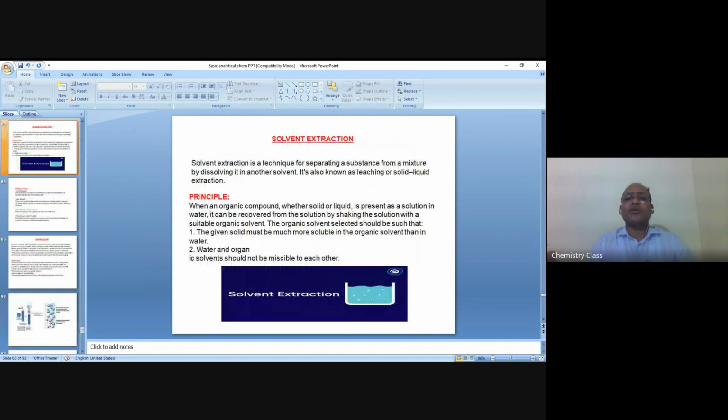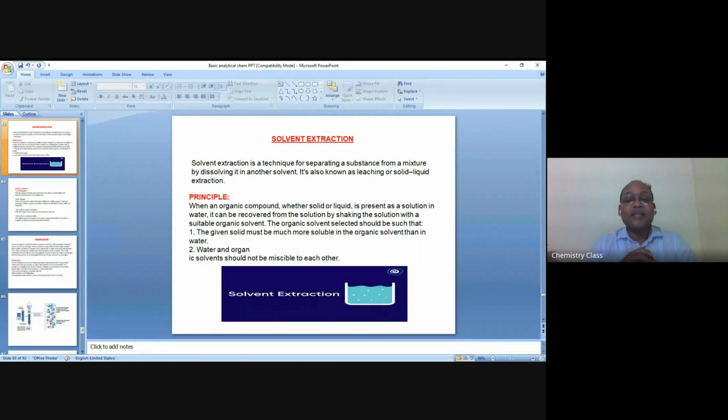Next we will come to the solvent extraction method. Solvent extraction is a technique for separating a substance from a mixture by dissolving it in another solvent. It is also known as leaching or solid-liquid extraction.